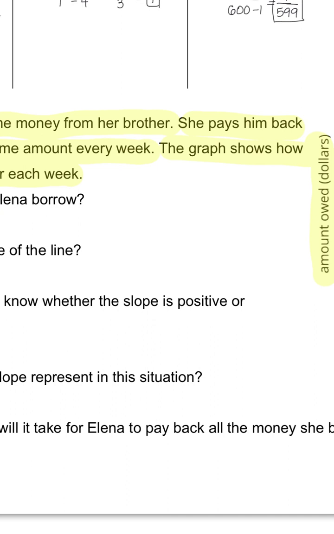Go ahead and do the 3 reads with this. So read it once, think about the context. Read it the second time, think of anything that's countable or any numbers, and then read it again to get to the questions. So part A, how much did Elena borrow? That's going to be right here. That's our y-intercept. Okay, y-intercept is our starting value.